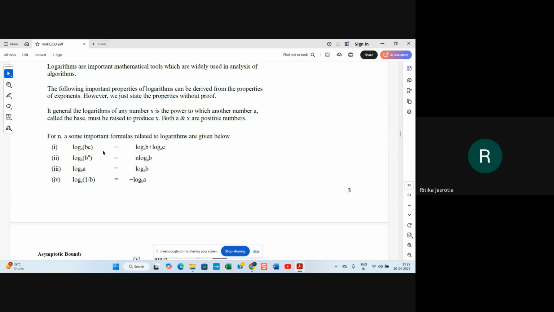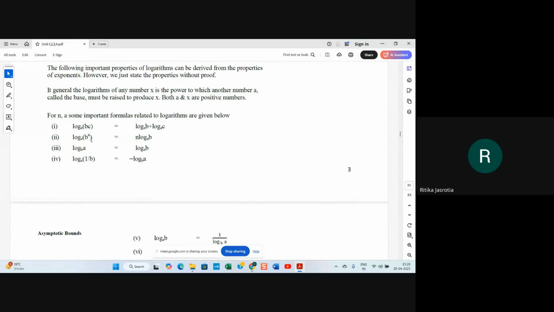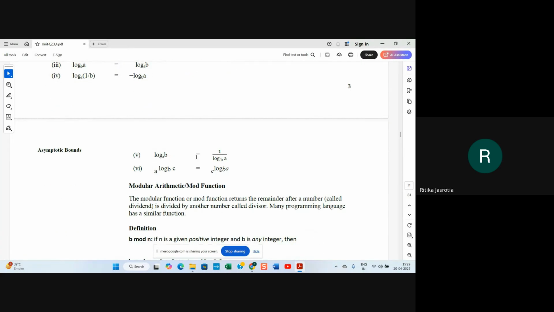They have given log a bc is equal to log a b plus log a c, and log a b to the power n is equal to n log a b. Here a means the base of the log function, can be 10, can be whatever. Then log b a is equal to log a b, right? And log a 1 by b is equal to minus log a b, and log b a is equal to 1 by log a b, and a to the power log b c is equal to c to the power log b a.